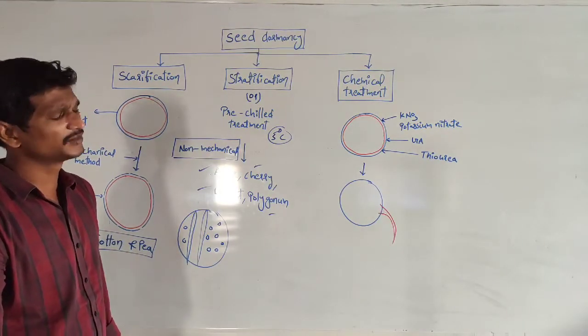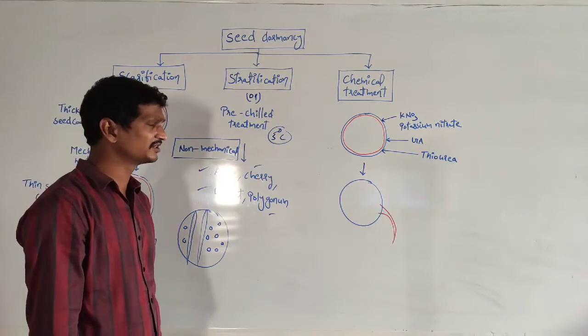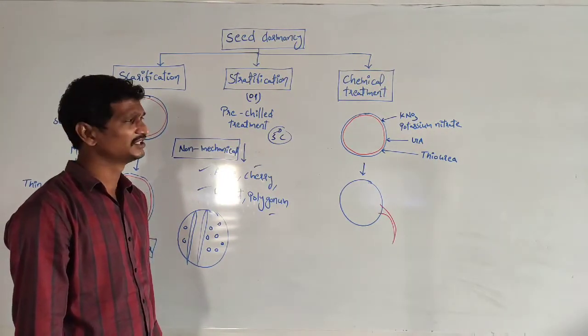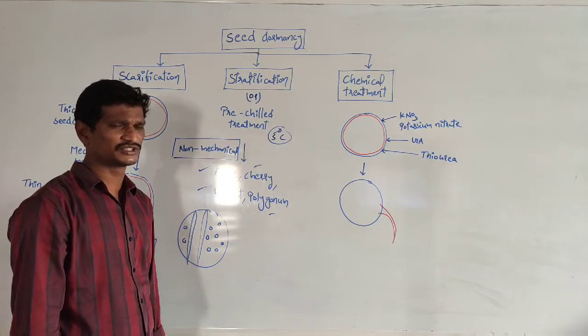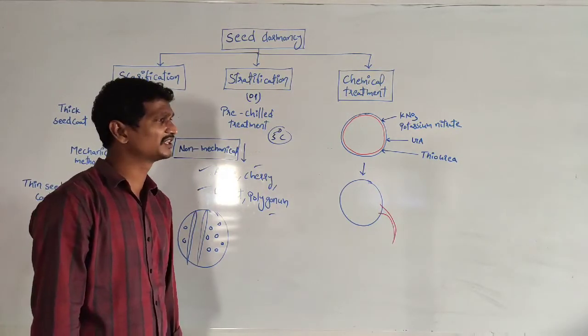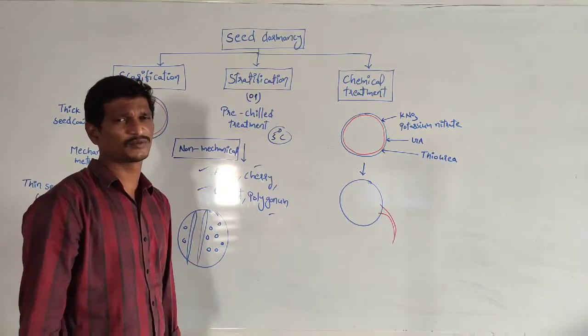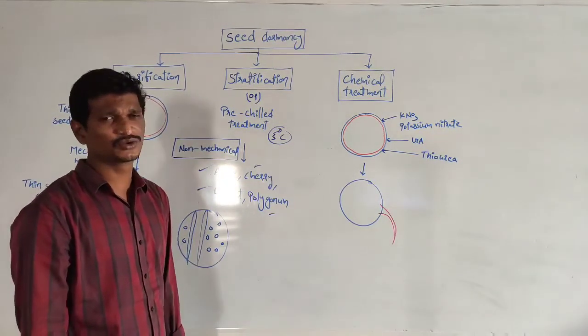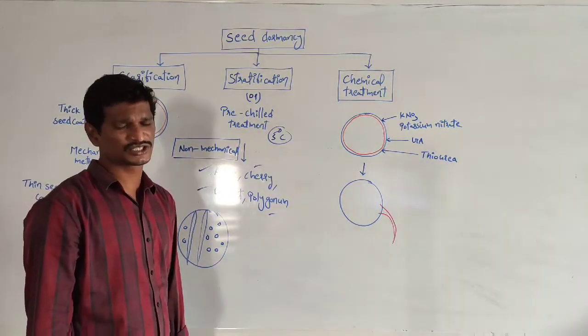The last one is chemical treatment. The seeds are treated with different types of chemical agents. One is potassium nitrate, which acts on the seed coat and activates the stored food material. Gibberellic acid promotes the seed germination process. Thiourea acts on the thick seed coat, and then the seed coat is destroyed.